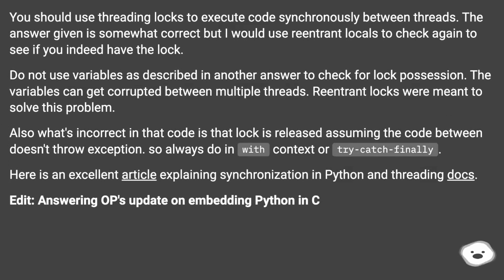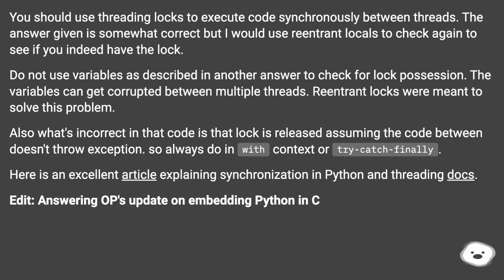You should use threading locks to execute code synchronously between threads. The answer given is somewhat correct, but I would use reentrant locks to check again to see if you indeed have the lock. Do not use variables as described in another answer to check for lock possession. The variables can get corrupted between multiple threads. Reentrant locks were meant to solve this problem.